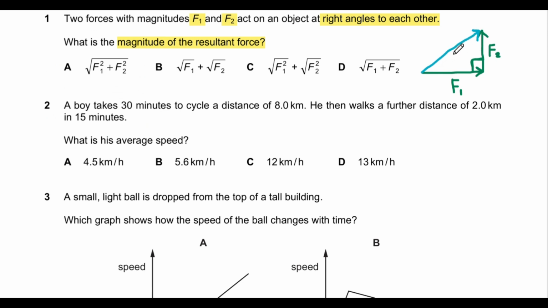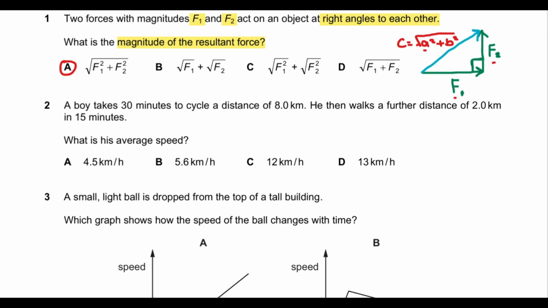To calculate this hypotenuse, we can use Pythagoras theorem, according to which hypotenuse is equal to the square root of base square plus perpendicular square. So in our case, the sides are F1 and F2. So the resultant would be the square root of F1 square plus F2 square, which is option A.